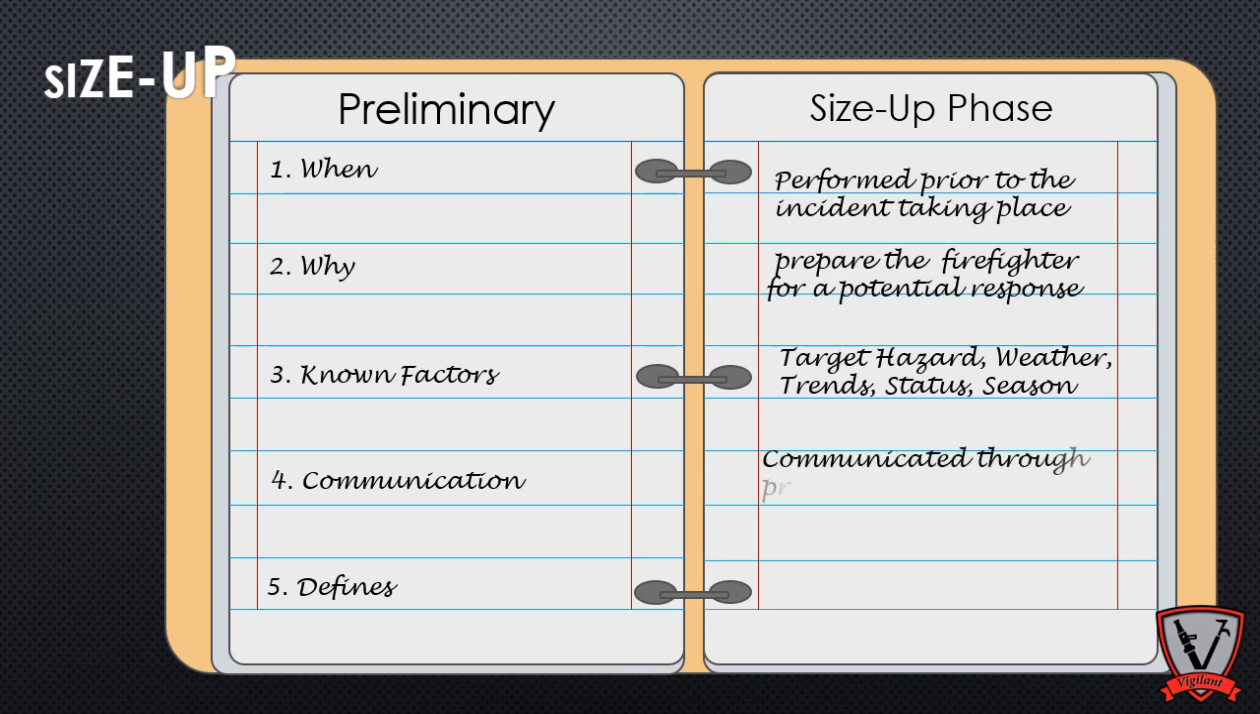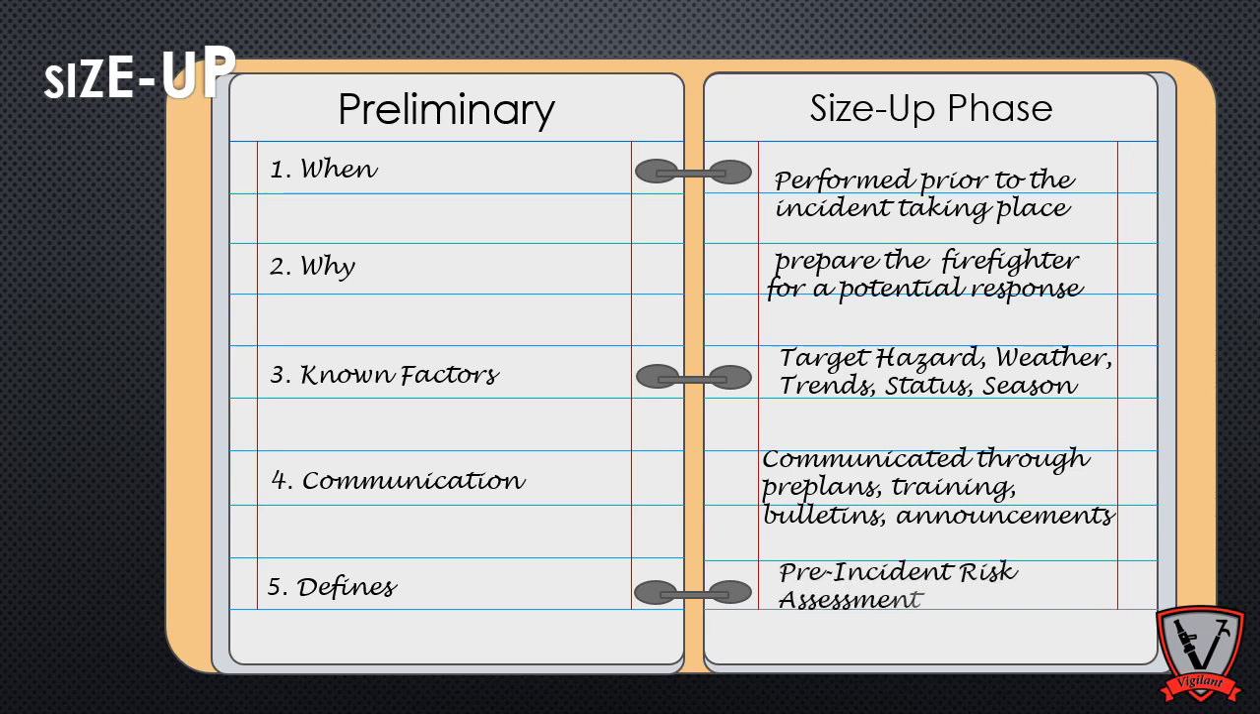The communication of this SizeUp happens through our pre-plans, through training, through bulletins, and through special announcements that come from the chief's office. That's how we communicate this preliminary SizeUp to our firefighters. We basically define the pre-incident risk assessment during the preliminary SizeUp phase.